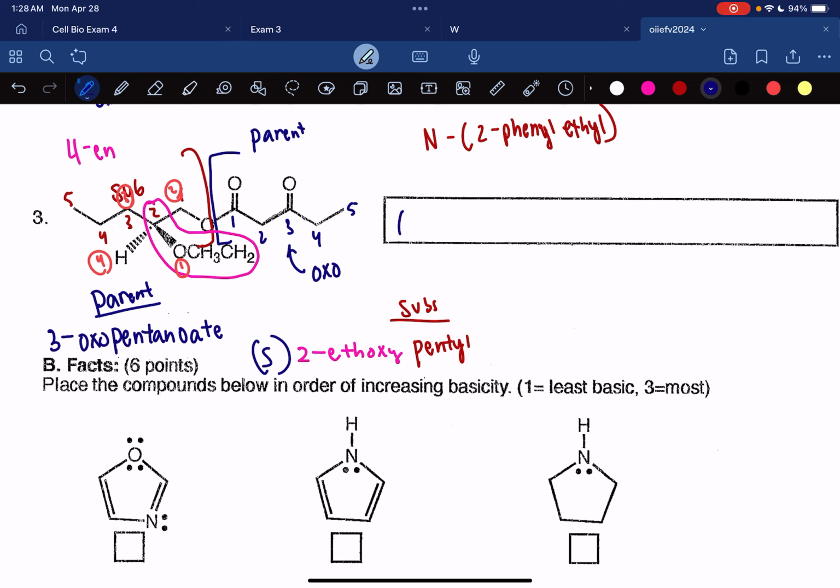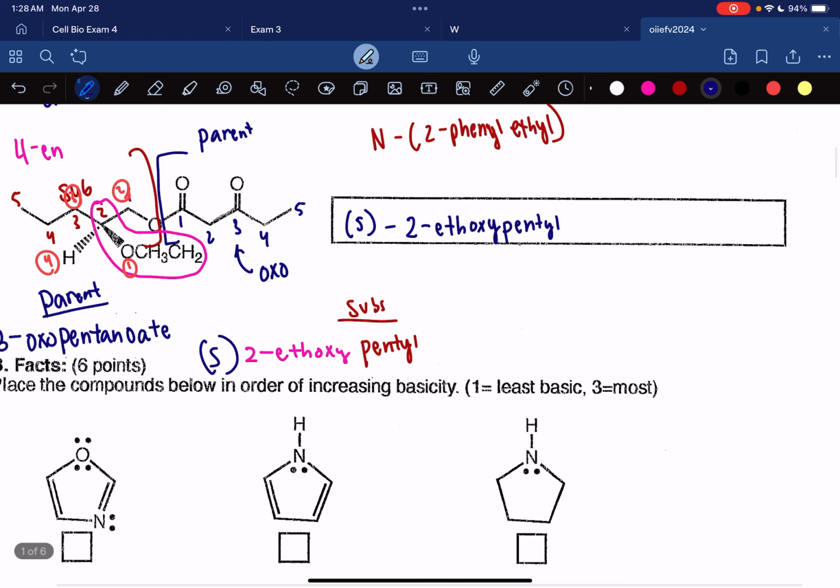So let's name this stereochemistry in the front, S, and then between numbers and letters, you put a dash, so S, 2-ethoxypentyl, and then for esters specifically, you don't put a dash here, so leave a space. And then you put the parent, so 3-oxopentanoate. And that's the last nomenclature done.